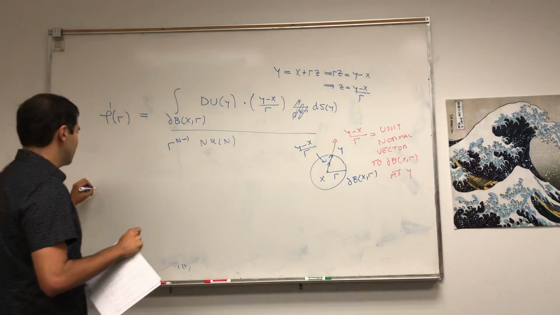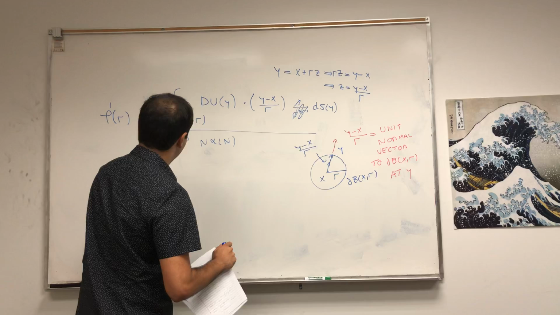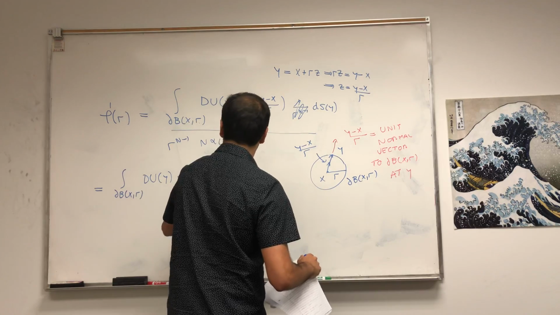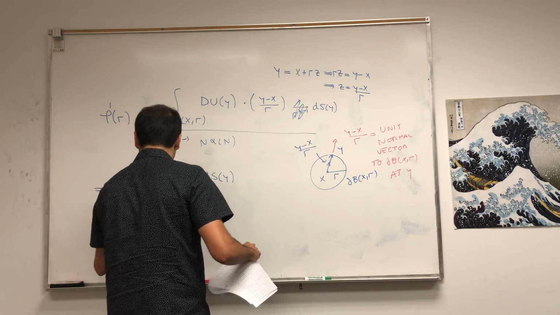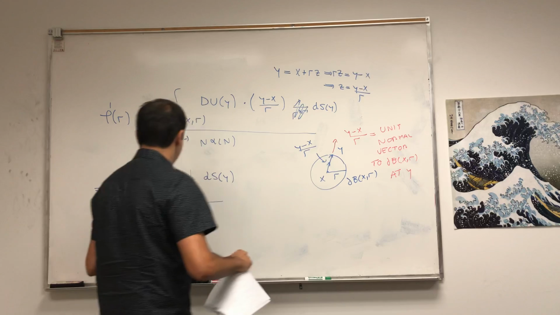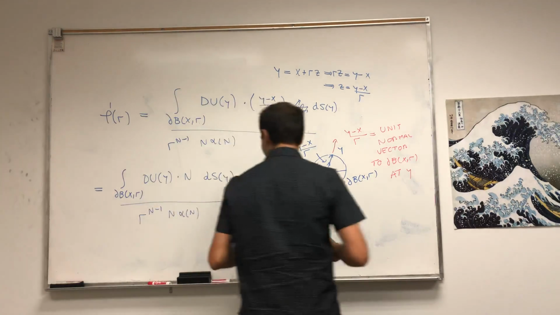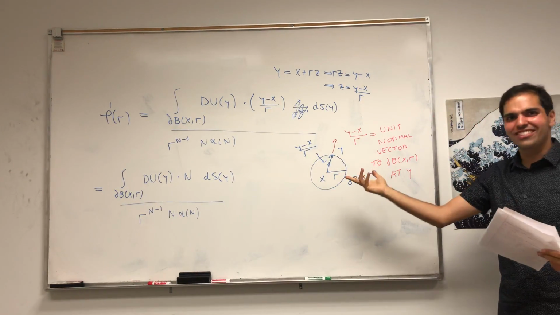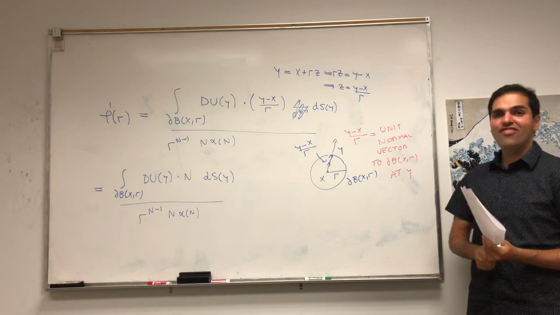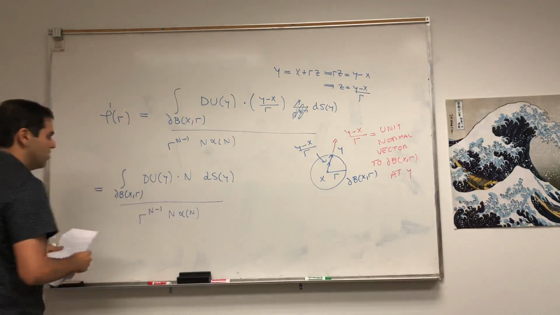So let me write this in more suggestive notation. It's the integral over the sphere b(x,r) of du of y dotted with, I think calculus books call this n, and then ds of y over r to the n minus 1 and alpha n. Okay, and some people know what I'm getting at, but we have a normal vector, we have a surface integral, so maybe we would like to use one of our famous surface integral theorems. And for this, well, let me just state it.